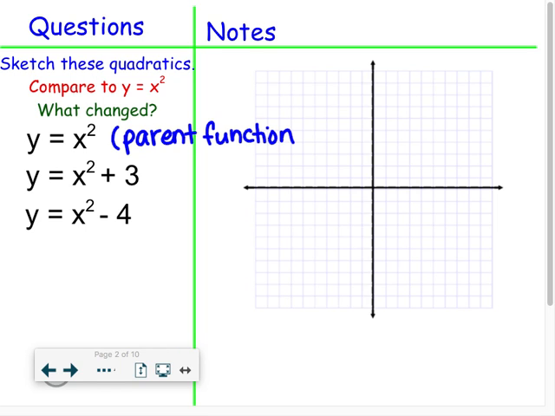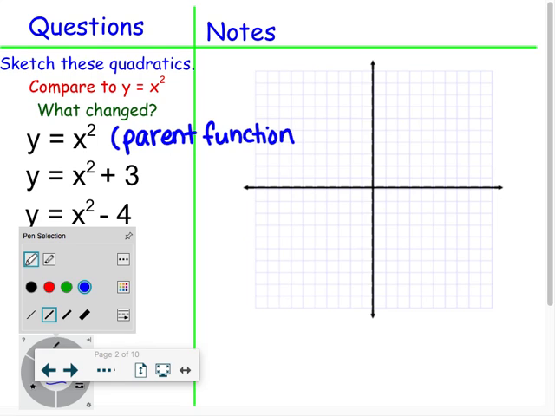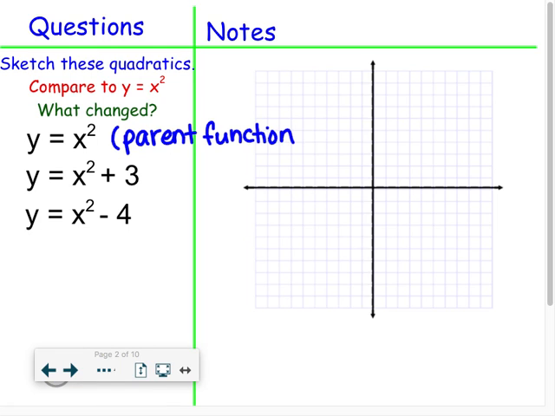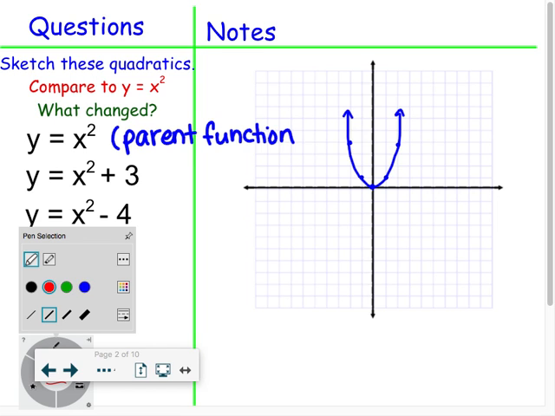If I graph it, it has a vertex at 0, 0. It has ordered pairs at 1, 1 and negative 1, 1. And then 2, 4 and negative 2, 4. So it is a parabola with axis of symmetry being the y-axis. So what happens if you graph these on a graphing calculator? What happens if you have added 3 to your x squared?